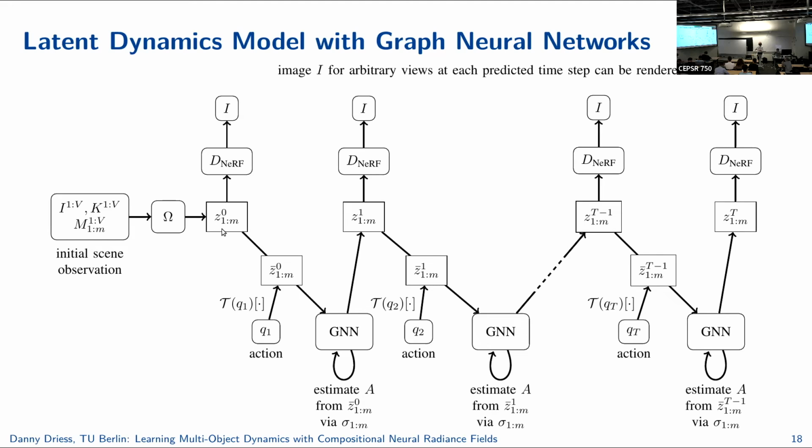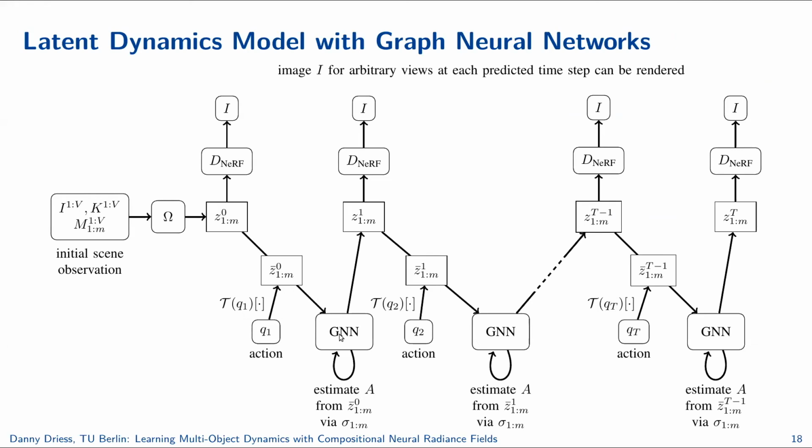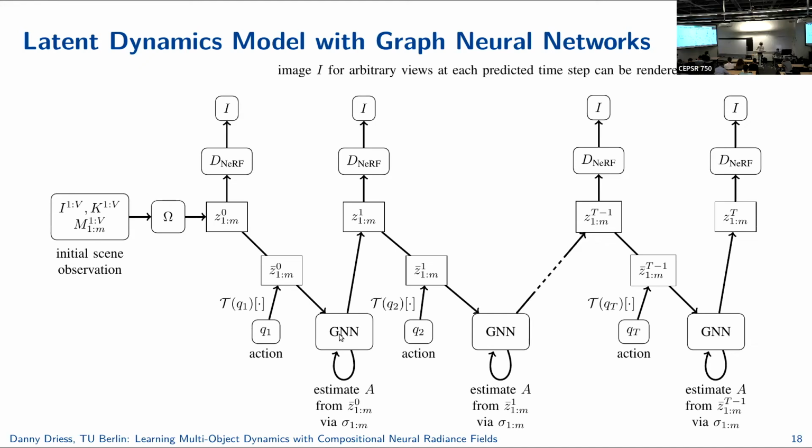Now let's say we have control agency over one of the objects in the environment. We can apply a rigid transformation to one of these objects, which is the action, and then just ask the graph neural network to tell us how the system reacts to this rigid transformation in the scene. What's nice about this is that in the training data, we don't need to store rigid transformations. We just need videos and masks of the objects.